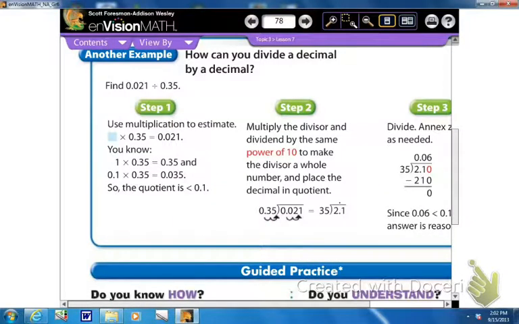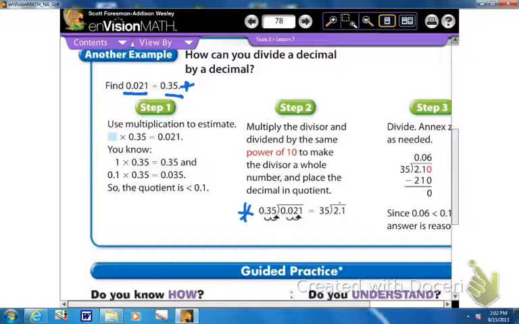Okay, let's look at another example on page 78. How can you divide a decimal by a decimal? And they want you to find 0.021 divided by 0.35. So again, it's this number divided by this number. The first number goes in the box. So down here it shows you it would be 21 thousandths divided by 35 hundredths.